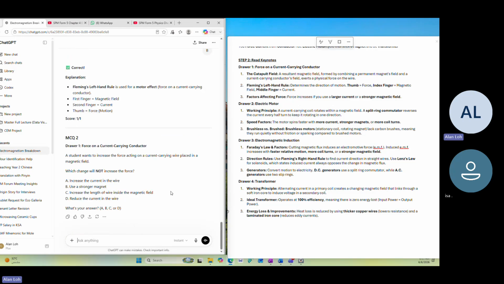A student wants to increase the force acting on a current carrying wire placed in a magnetic field. Which change will not increase the force? Increase the current in the wire, use a stronger magnet, increase the length of the wire inside the magnetic field, or reduce the current in the wire.